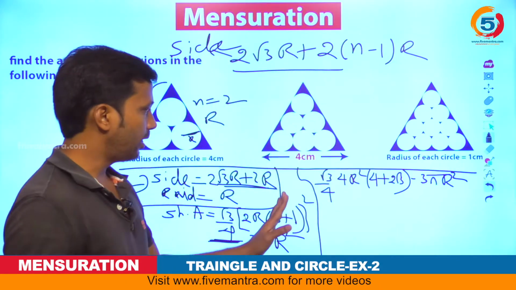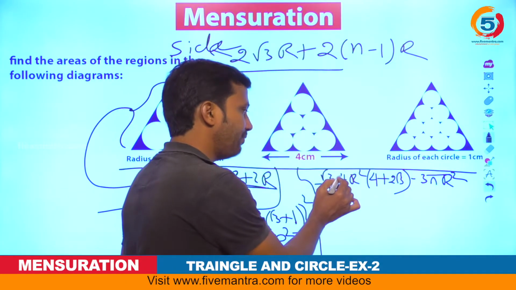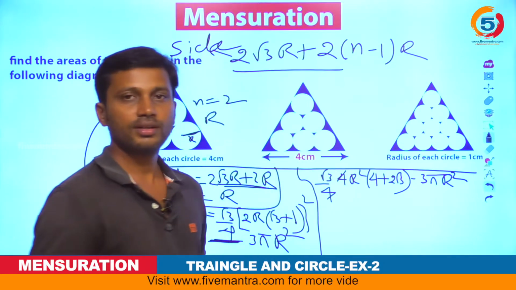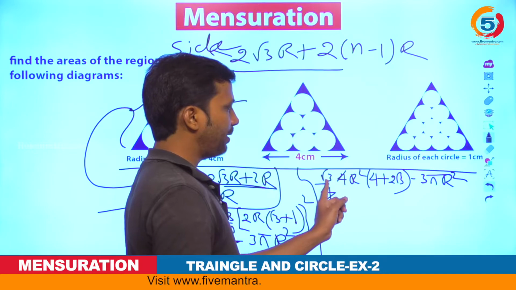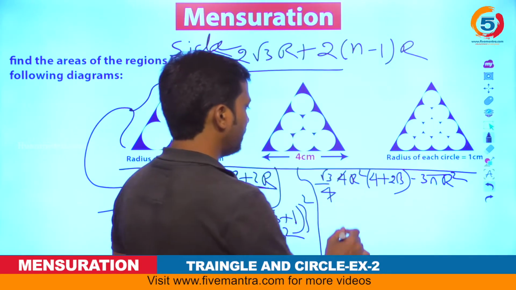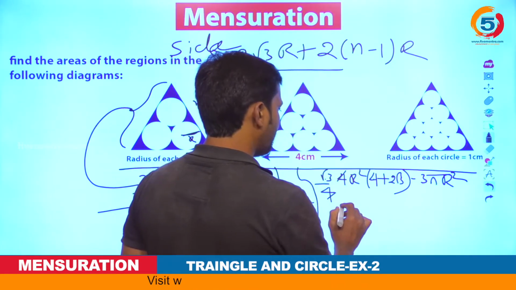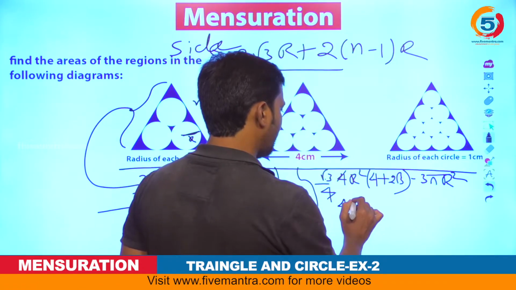This is our next step. Now can we do the cancellation for 4 or not? We can do the cancellation and then after do multiply all this. What do we get here? 4 into root 3, that is 4 root 3.